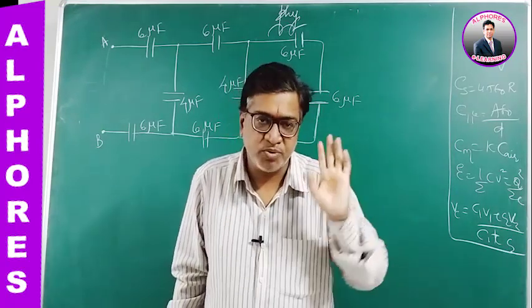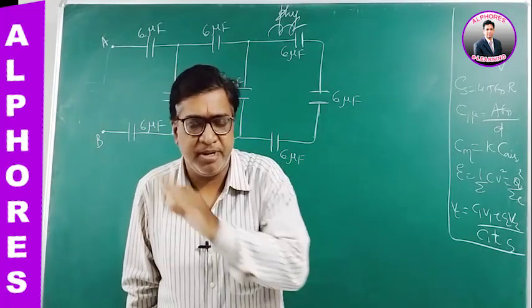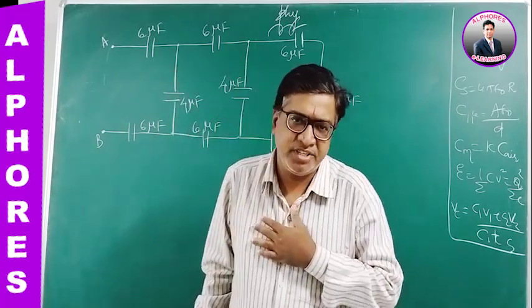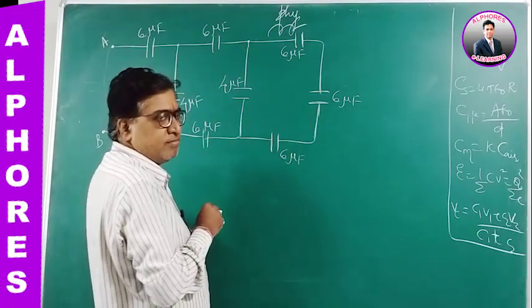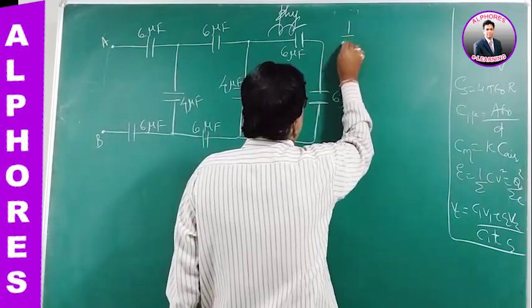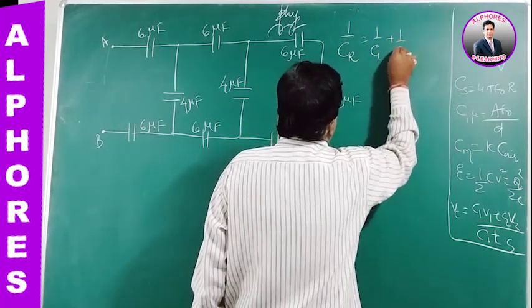Same charge will flow through. Even the vice versa is also correct. If the same charge flows through the same elements, then the elements are said to be in series. So therefore, these three you can consider them to be in series. In series combination, the resultant capacity is 1 by C1 plus 1 by C2 plus 1 by C3.